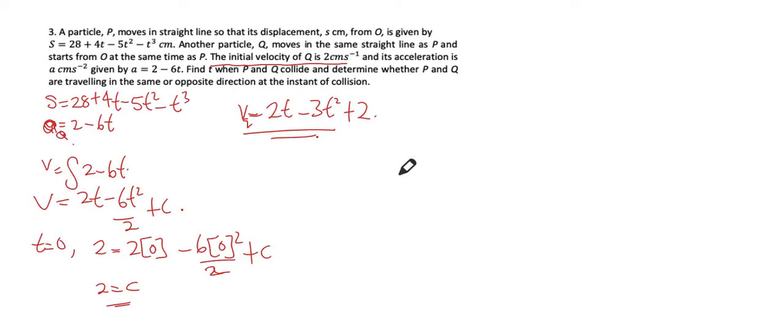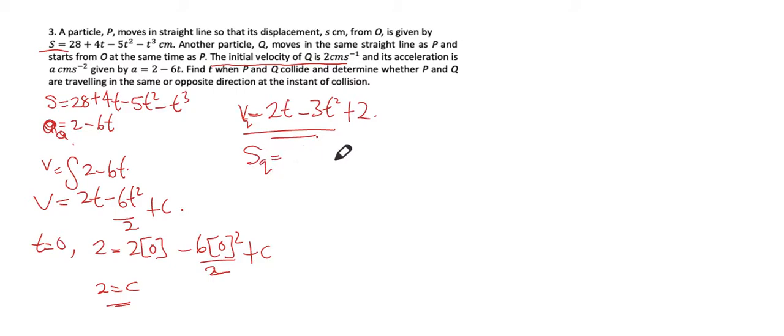So the information given here, you have P and Q, so don't get confused. Read it to understand. Next, I have that. Find t when P and Q collide and determine whether P and Q are traveling in the same or opposite direction. Since they are talking about direction, certainly I need to have S. But this S is for P. What about the S for Q?